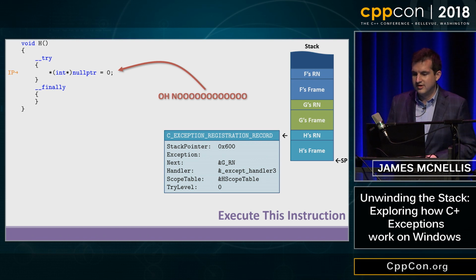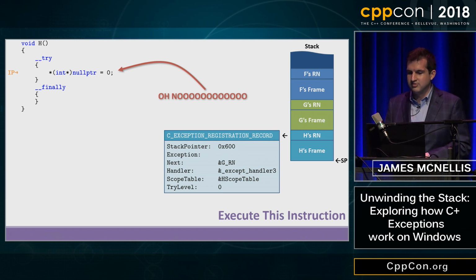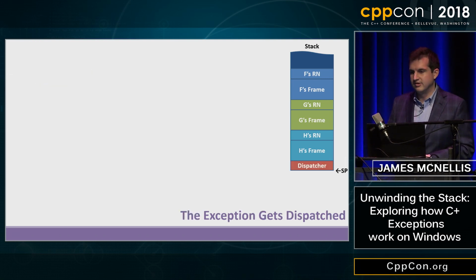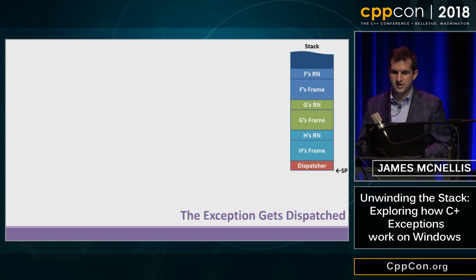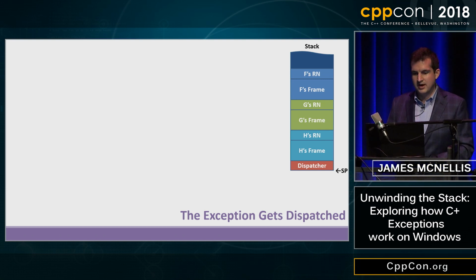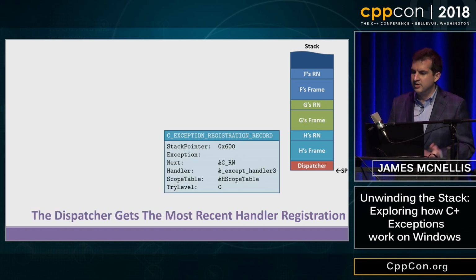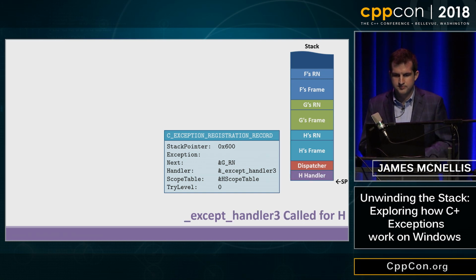But this is where the CPU will signal a general protection exception, causing the OS to raise a structured exception for the access violation. The OS dispatches the exception, so it's going to construct that context and the exception record and pass it back into our program. It's going to inject the exception dispatcher onto our thread. The dispatcher starts by getting the most recent handler registration from the TEB, so this is the registration node for H. It then calls the handler for H.